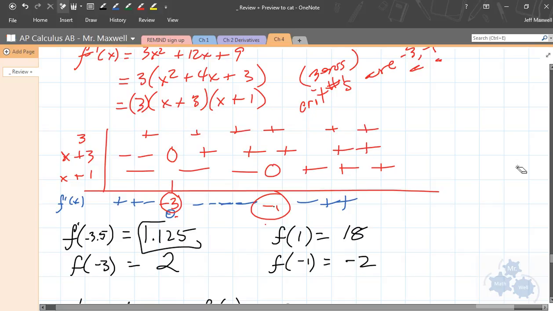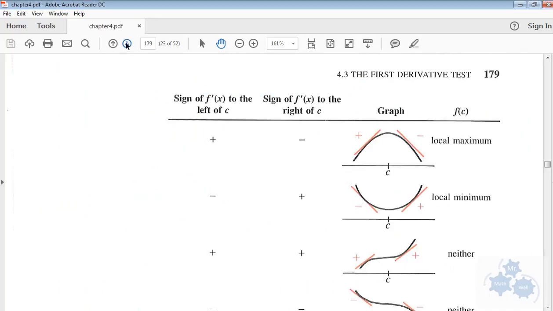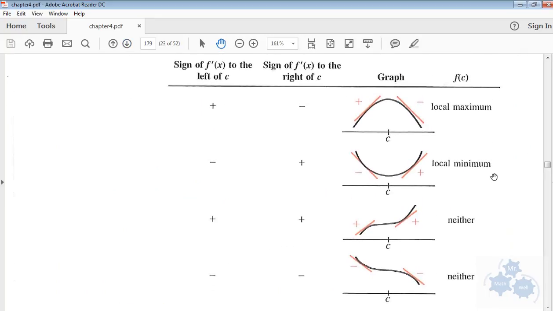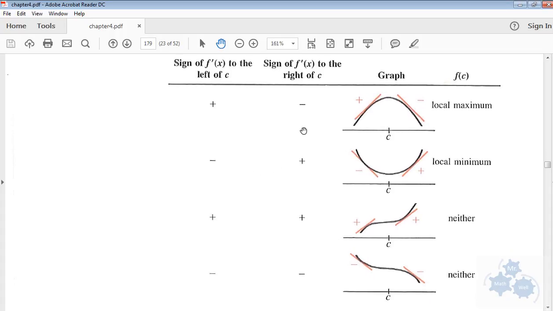All right. Take a look at the chart on page 179. That's right here. And this is an example of what I'm talking about. To the left of C, the derivative is positive. To the right, it's negative, so that's a local max. To the left of C, the sign of the derivative is negative, then it's positive, that's a local minimum. If the sign does not change, like in the last two examples you see at C there, we do not have a local maximum.